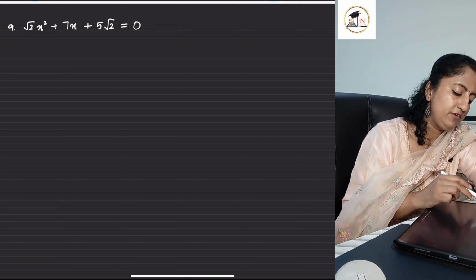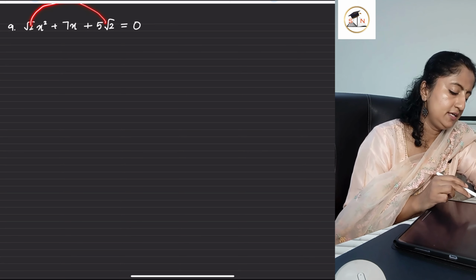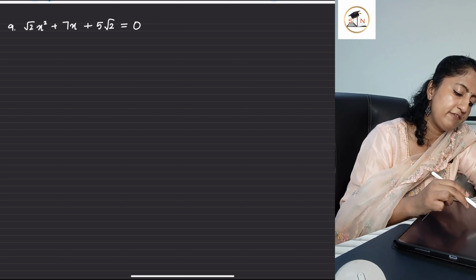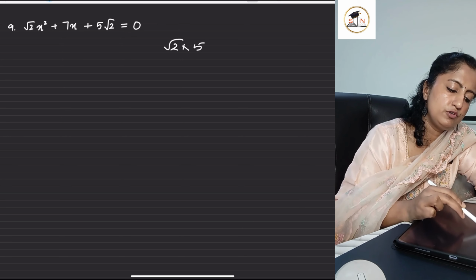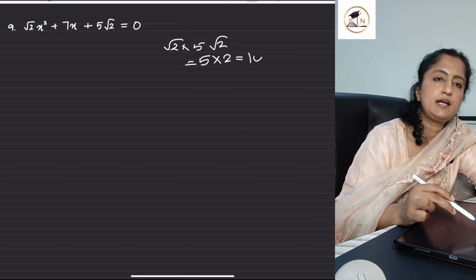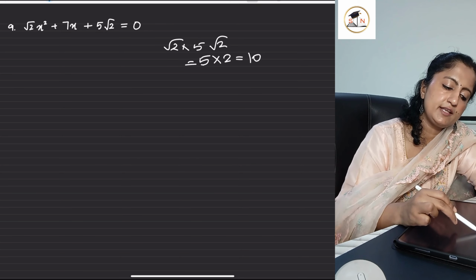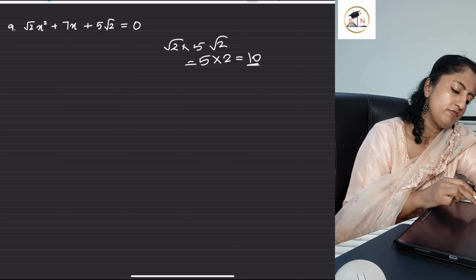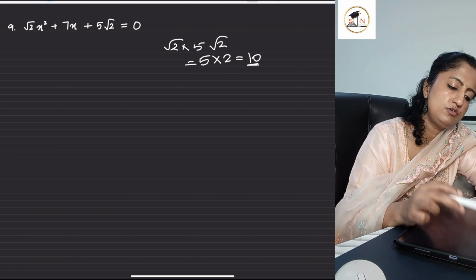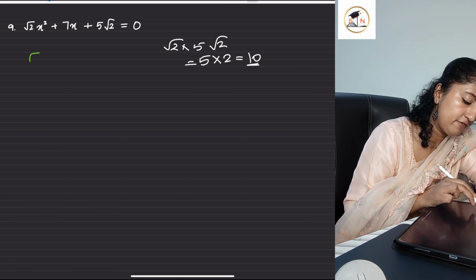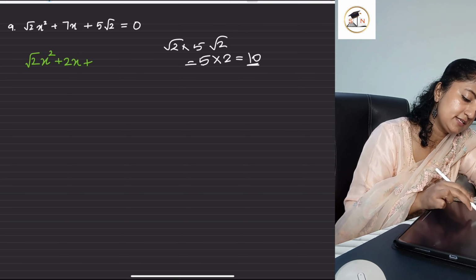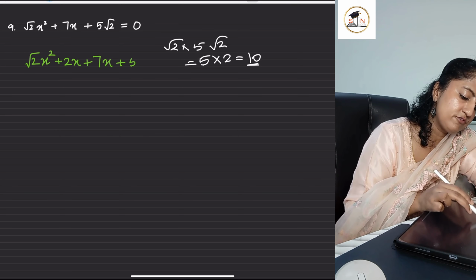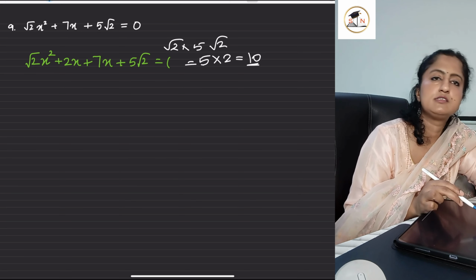We need to multiply a with c, right? That means root 2 into 5 root 2. So what do we get? Root 2 into 5 root 2 gives us 5 into 2, that is 10. That means I need factors of 10 such that I get 7, which is 2 and 5 only, right? So let's apply that. We have root 2 x square plus 2x plus 5x plus 5 root 2 equals 0.